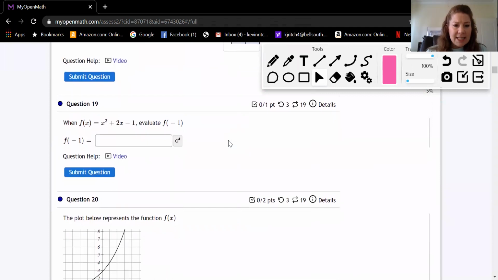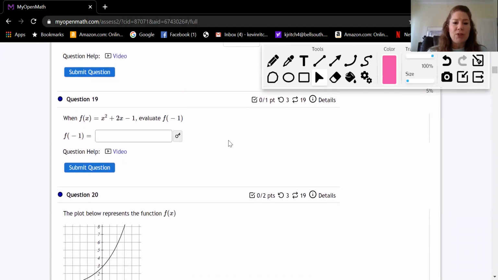All right, so number 19, that's just one where they want you to throw in -1 for x. So f of x, remember how it's written? There's a -1 in the place of the x, which means you're going to make the x a -1. So -1 squared is 1, plus 2 times -1 is -2. So 1 combined with -2 is -1, and -1 plus -1 is -2.